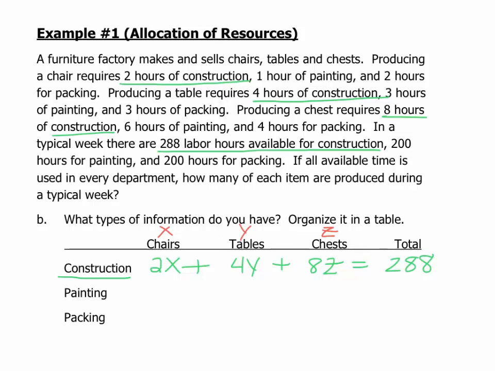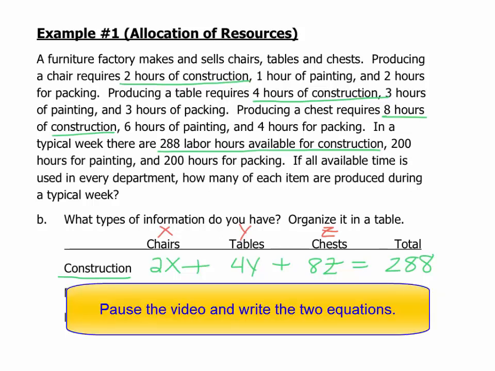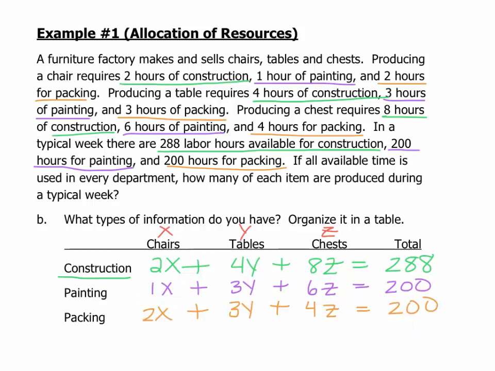See if you can do the same thing for painting and for packing. You should be able to build a painting equation and a packing equation. Did you get 1x plus 3y plus 6z equals 200 for your painting equation and 2x plus 3y plus 4z equals 200 for your packing equation? If not, go back and look at those numbers. Notice how I have underlined all of the packing numbers in orange to try to keep the numbers straight. It's very easy to get them incorrect.